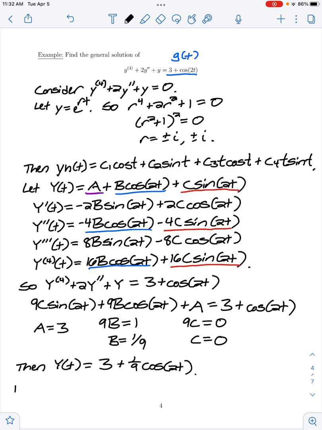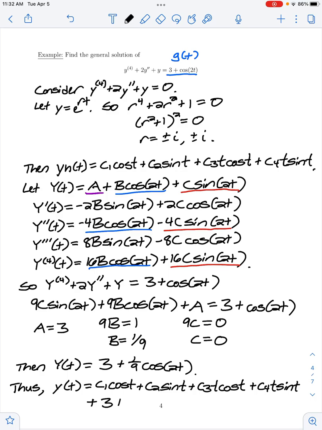And so finally, our general solution of this non-homogeneous equation is the sum of our homogeneous solution, c1 cosine t plus c2 sine t plus c3 t cosine t plus c4 t sine t, plus our particular solution, which was 3 plus 1/9 cosine of 2t.